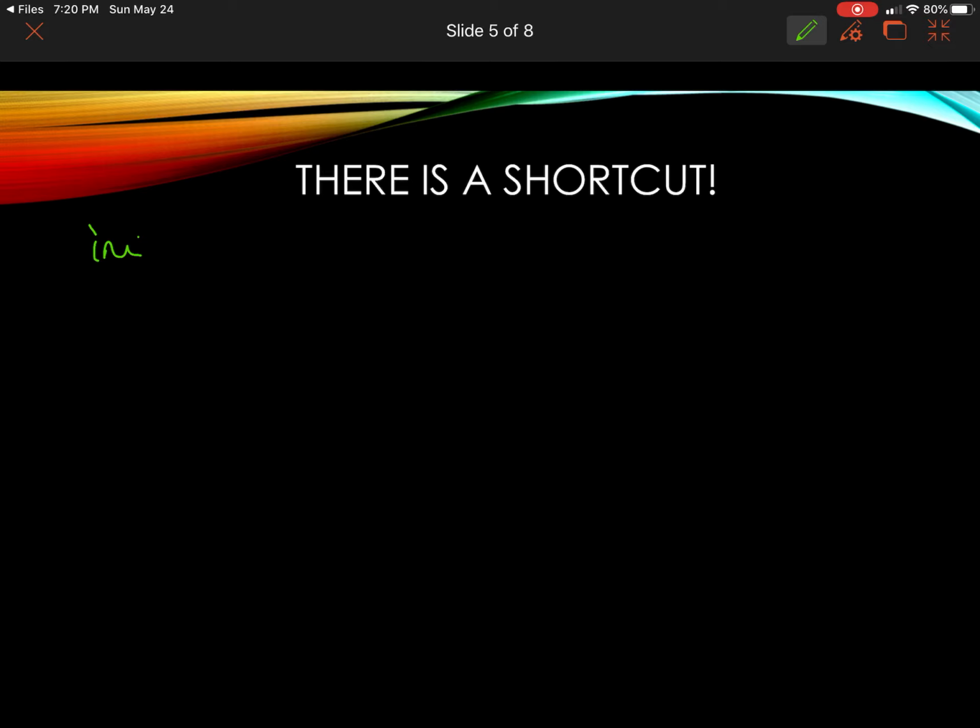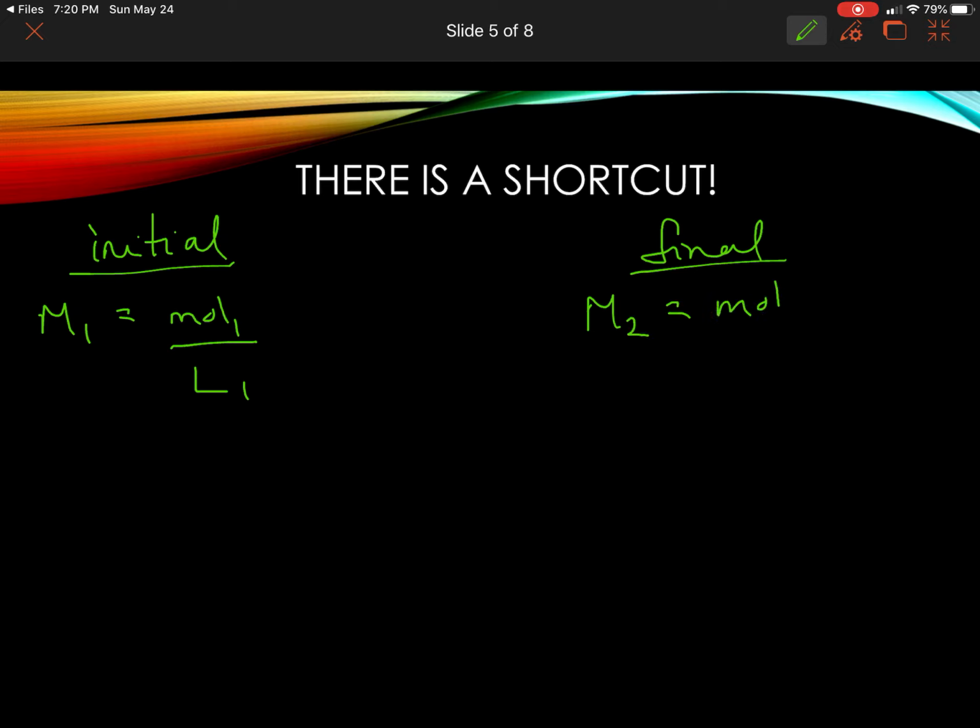So I'm going to prove the shortcut to you first. So we have the initial condition. This is all for dilution, so when you're trying to dilute something. And then we have the final over here. So initially you've got a solution, so let's give these the 1 conditions. Molarity 1 is going to be equal to the moles of solute 1 divided by the liters of the first solution. And over here, the final ones, we're going to call them 2. It's going to be moles 2 divided by liters 2. So this is just our molarity formula, which hopefully you know by now.